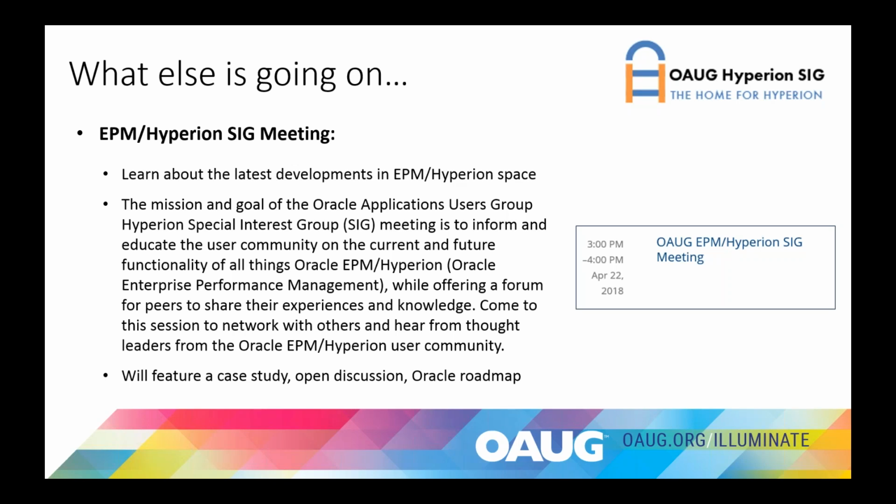Basically, the SIG meeting is a place where peers can get together and talk about everything that's EPM and Hyperion related. You saw the mission statement on the opening slide. This year's SIG meeting is going to feature a case study. It's also going to have an open discussion section, which is something we haven't done in a while. We're going to allocate some time for an open mic where people can ask questions on various topics, and we'll have a panel of people that will start the discussion, but everyone in the room can contribute, and it should be a very good session.